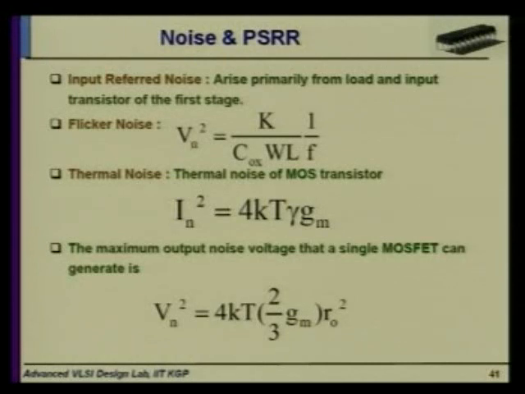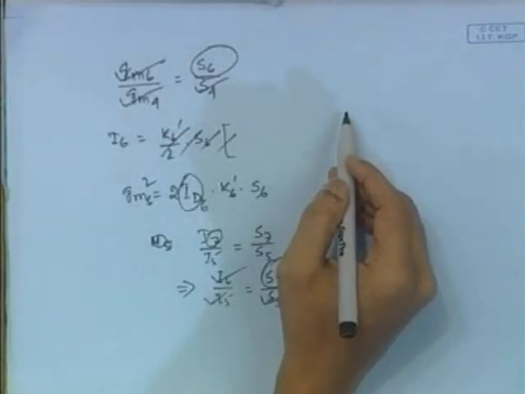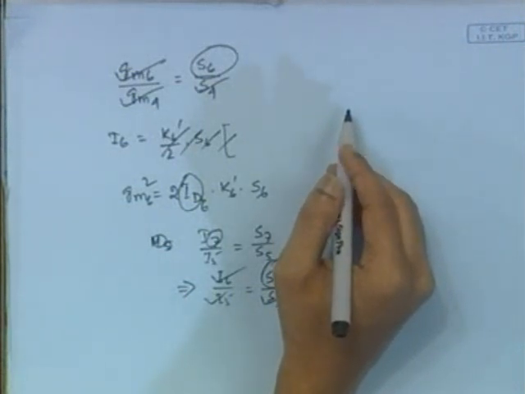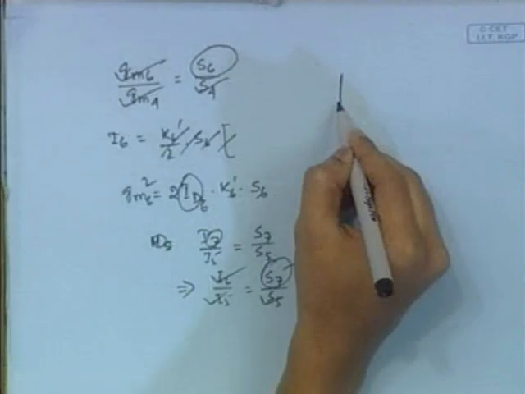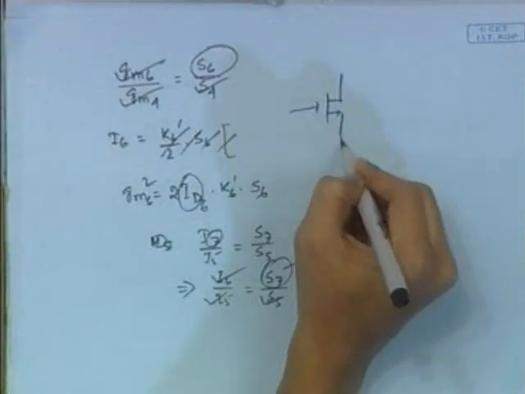So now these are the issues which you should consider. This is noise and power supply rejection ratio. I am just giving an overall idea. Input referred noise is basically the output noise seen from the input. So what is input referred noise? Input referred noise basically for an NMOS, something like this.